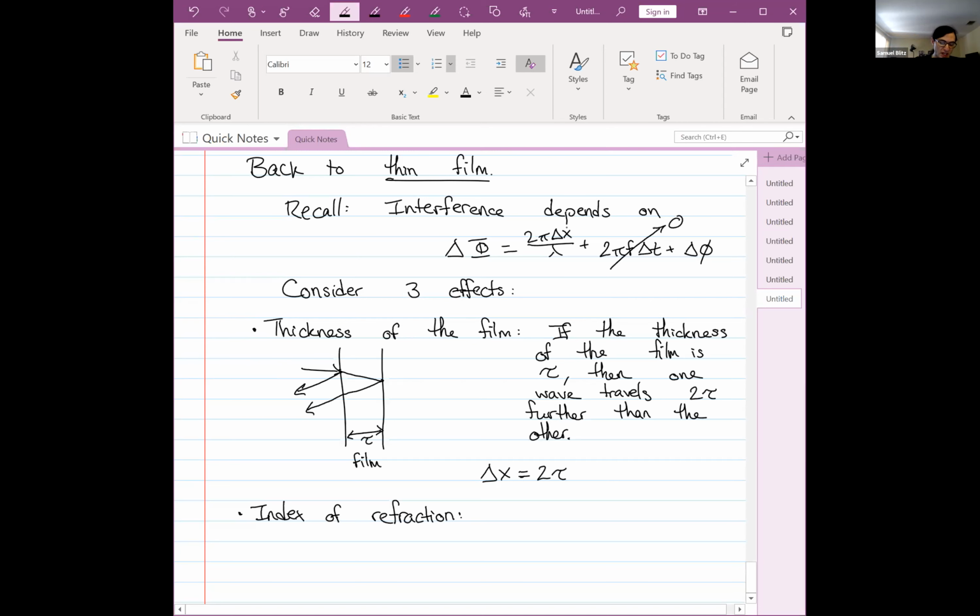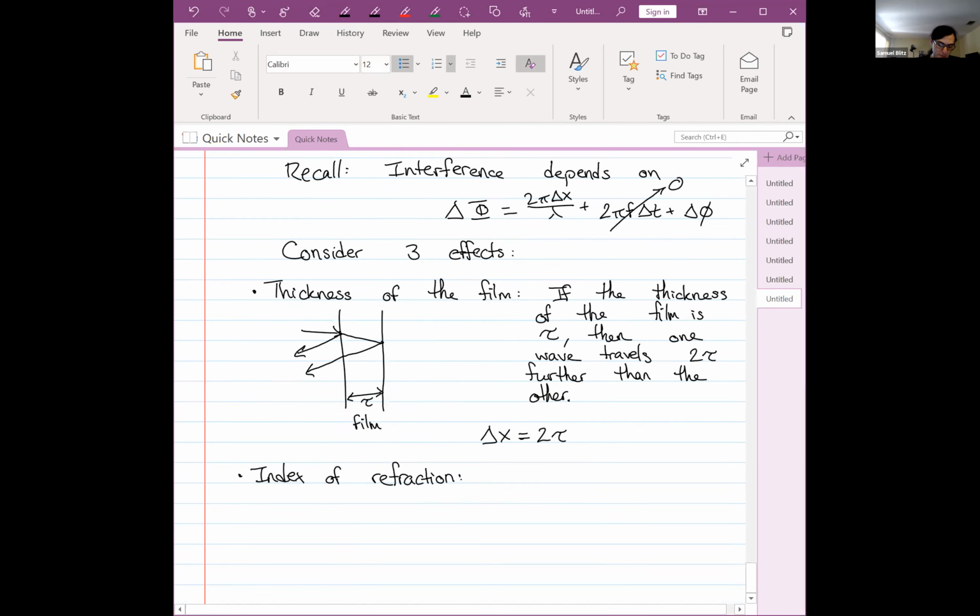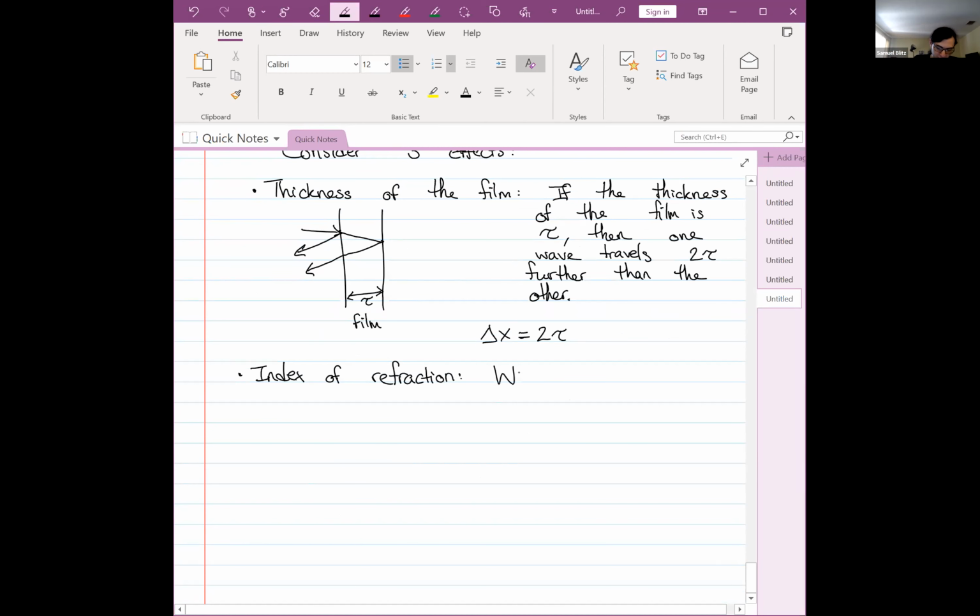Now, in particular, say this top wave traveled distance d, then the bottom wave is responsible for all of the extra delta x. It's responsible for the extra phase difference. It travels d plus 2 tau, but importantly, the extra 2 tau that it traveled was in a different medium where the wavelength is different. So because the wavelength changes in the film, then in 2 pi delta x over lambda, this lambda refers to the wavelength in the film.